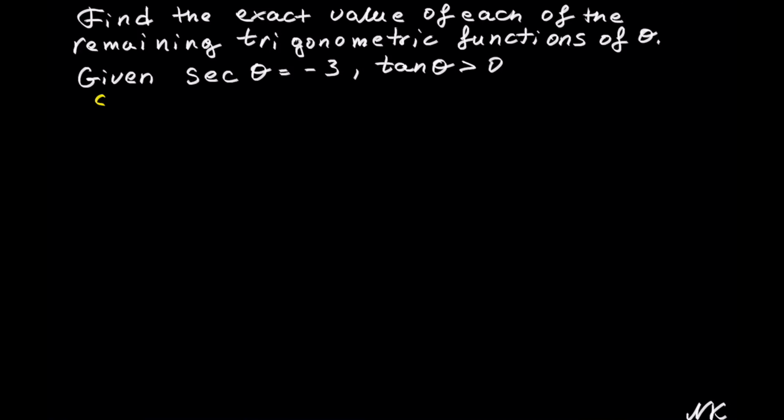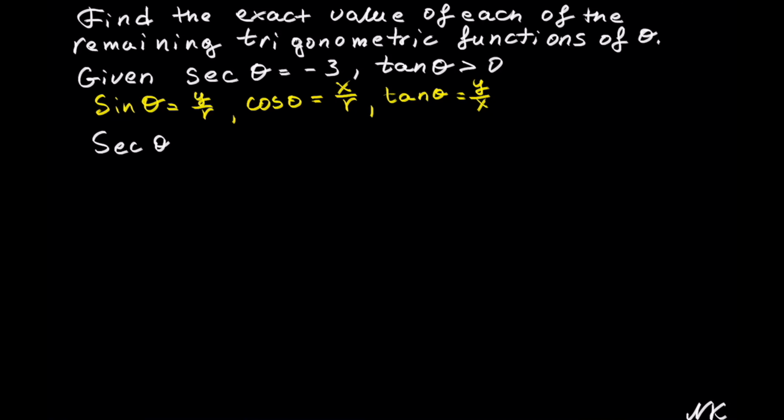So I'm going to use sine of theta equals y out of r, cosine of theta equals x out of r, and tangent of theta equals y out of x. We are given that secant of theta is equal to -3. It's a reciprocal function of cosine. So cosine of theta will be equal to the reciprocal of -3. -3 is a whole number, so it's out of 1. So the reciprocal of -3 will be -1 out of 3. And this is our cosine theta.